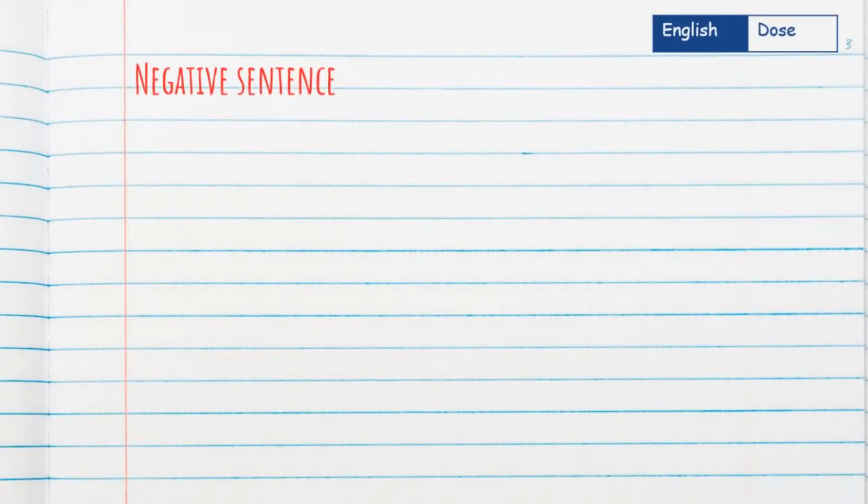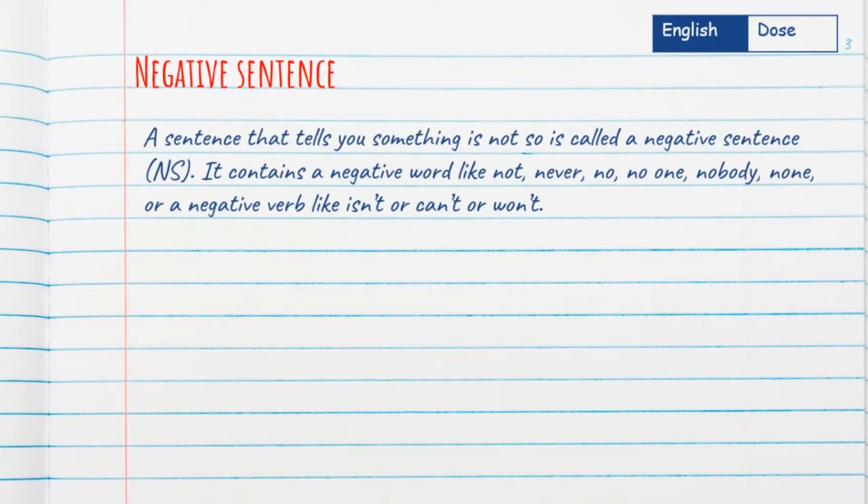Now, let's see the negative sentence. A sentence that tells you something is not so is called a negative sentence. It contains a negative word like not, never, no, no one, nobody, none, or a negative verb like isn't, can't, or won't. A sentence which is full of negative meaning is called a negative sentence.